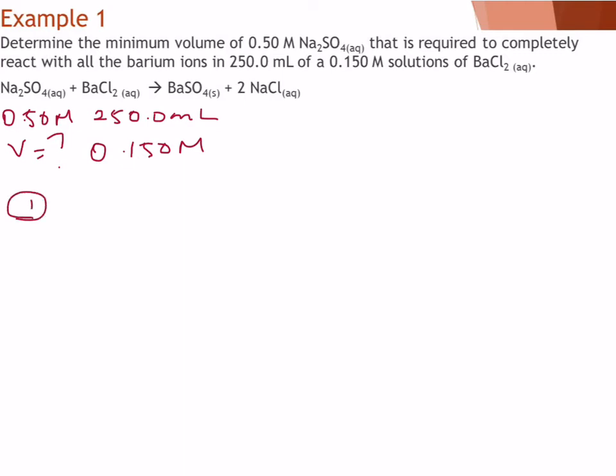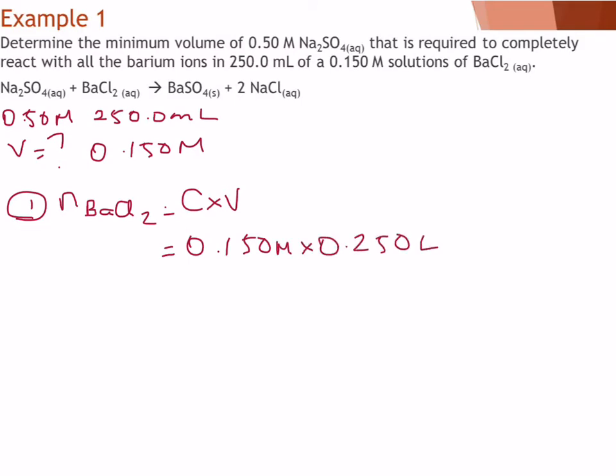So if we look at our given information, we can easily find our moles of barium chloride by doing our concentration times our volume. We just have to make sure we remember to convert our volume into liters. So we want to use 0.25 liters. And when we do that, we get 0.0375 moles. Step two is to use our mole ratio.